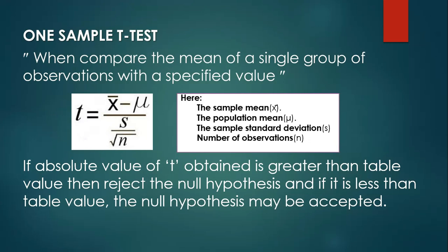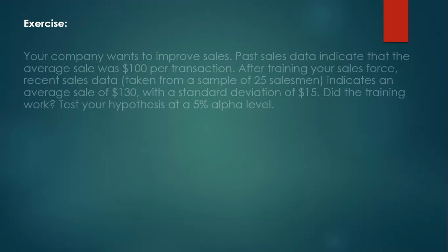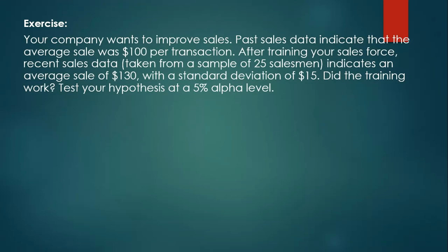Let's move on to one exercise. Your company wants to improve sales. Past sales data indicates that the average sale was $100 per transaction. After training your sales force, recent sales data, taken from a sample of 25 salesmen, indicates an average sale of $130 with a standard deviation of $15. Did the training work? Test your hypothesis at the 5% alpha level.